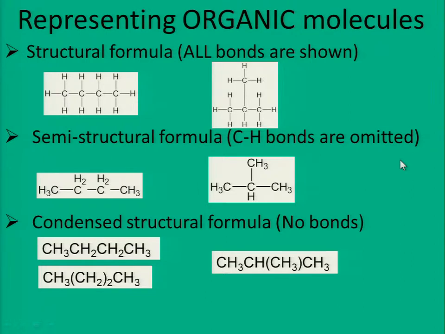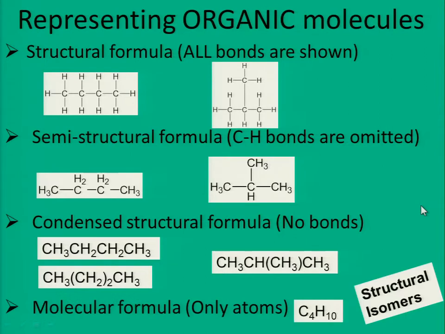Condensed structural formula. Here you do not show the bonds, you just write the groups together. So here you have a CH3, there is the CH3, CH2, CH2, CH2, CH2, CH3, CH3. Or you can abbreviate it by writing the 2 CH2 molecules then in brackets. In this molecule you have a CH3, then a CH carbon, and then you have 2 CH3 molecules.